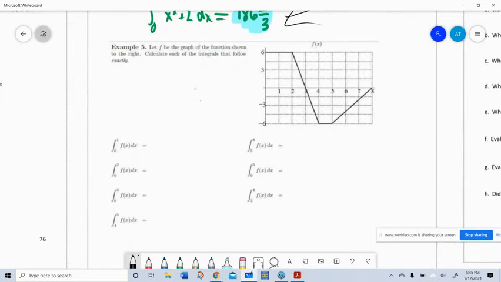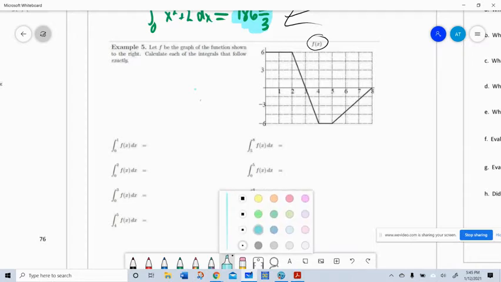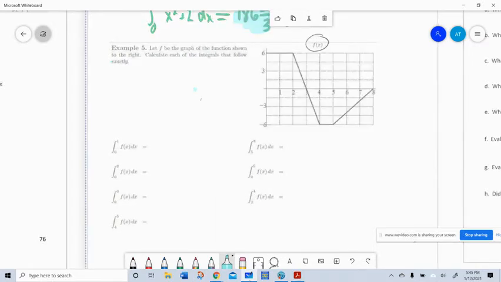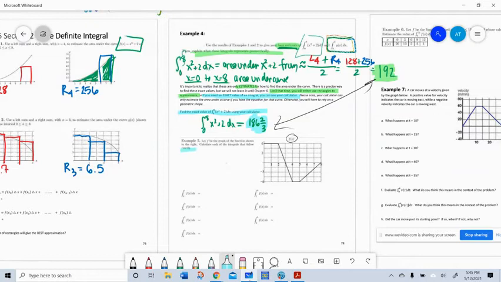So let's look. In example 5, we do not have the equation for the graph of f of x. We have a graph, but we don't have the equation for that graph. Fortunately for us, even though we do not have the equation for that graph, we will still be able to compute these guys exactly. And the reason is that these happen to be geometric shapes that we can know.